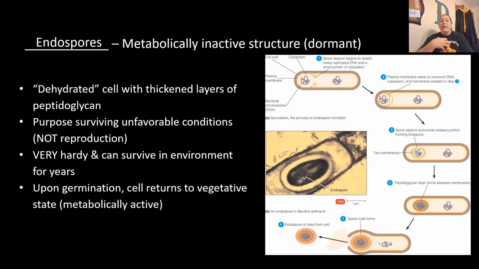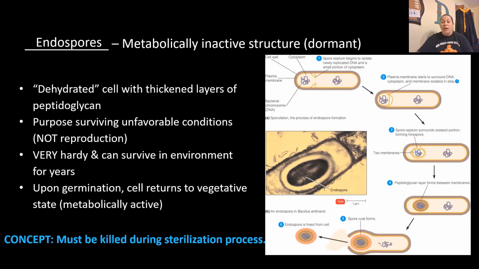However, when the environment is better for them, it can trigger them to start germinating, and when they germinate, they return to the vegetative state and they can do metabolism and reproduce. So this causes them to be an issue because they could sit dormant for several years and then potentially make you sick. That's how endospores are an issue, and they are an increased virulence factor. In order to make sure infections don't occur with organisms that have endospores, we must kill them during a sterilization process. We have to make sure that the sterilization can actually penetrate that endospore structure.